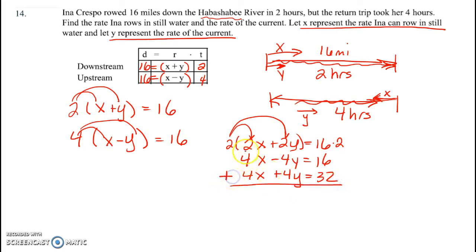Add these 2 equations together. 4x plus 4x is 8x. Negative 4y plus 4y is 0. 16 plus 32 is 48. Divide both sides by 8. Since 8x equals 48, I'm going to divide both sides by 8, and I get x equals 6.